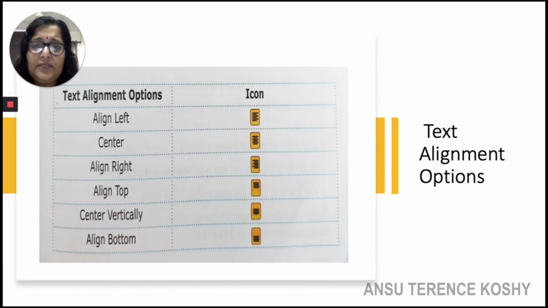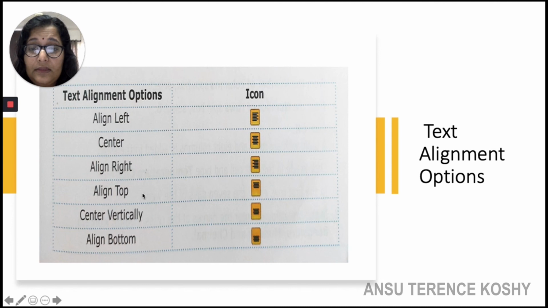Now I would like to tell you what the different text alignment options in MS PowerPoint are. There are 6 different types of text alignment. They are Align Left. Can you look here? You can see this very clearly. Align Left means all the data will be aligned to the left side. Center, that is, the data will be centralized, placed in the middle of each cell. Align Right, the text will be aligned to the right side of the cell.